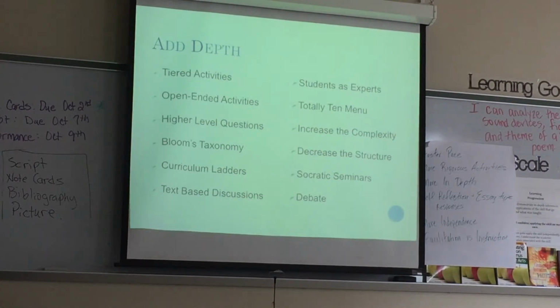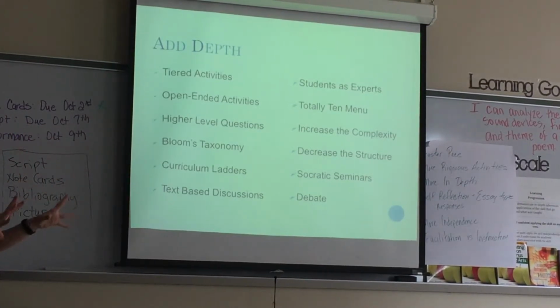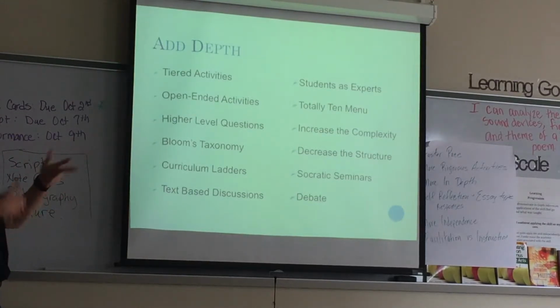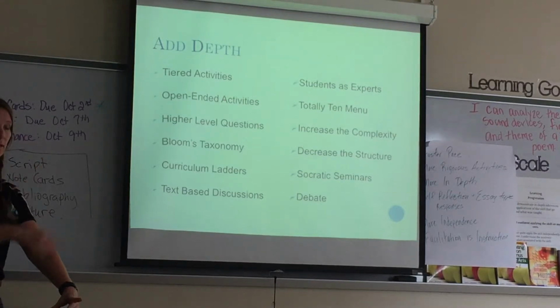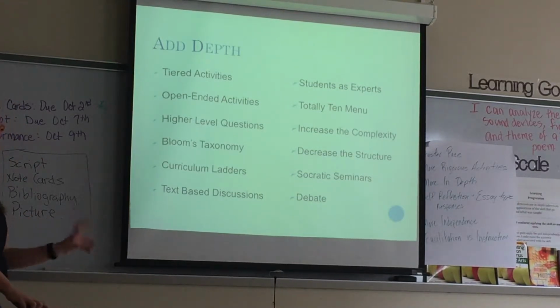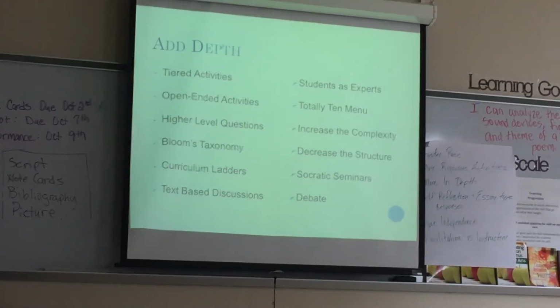So these are different activities for adding depth. Last period they asked about totally 10. That's where you give them different options that are worth different points, and they have to pick ones that add up to 10 points. So there is a 10-point option they can do, one that they pick, or they can do smaller activities that all add up to 10 to show that they've mastered the knowledge.